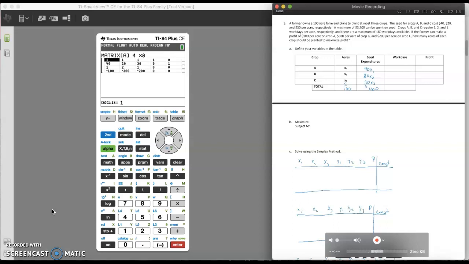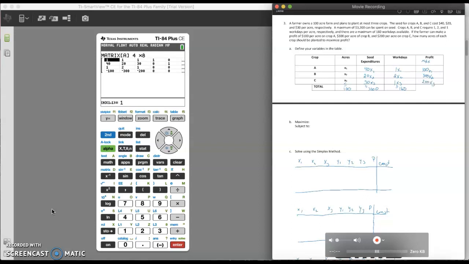And let's see, work days. Crop A requires 1 work day, so 1 x1, then B is 2 x2s, and C is 1 x3, and he can use up to, but not exceeding, 160 work days. Now the profit, what he wants to maximize. He can make $100 per acre of crop A, which is x1. He can make $300 per x2 and $200 per x3.